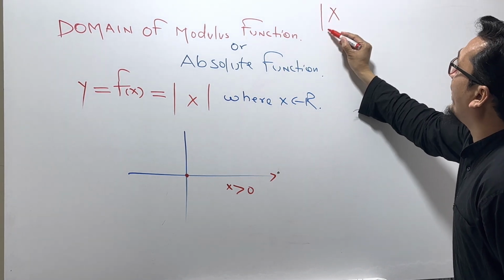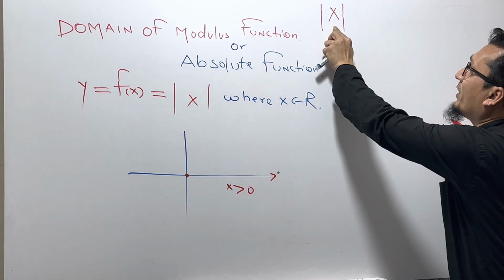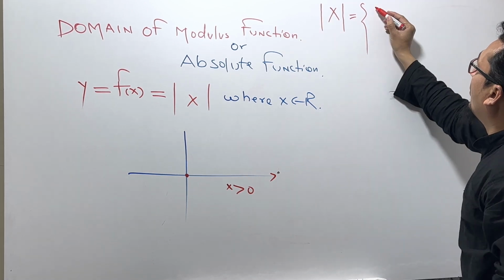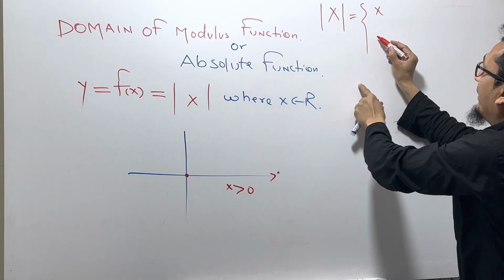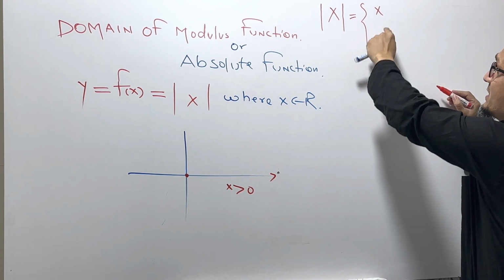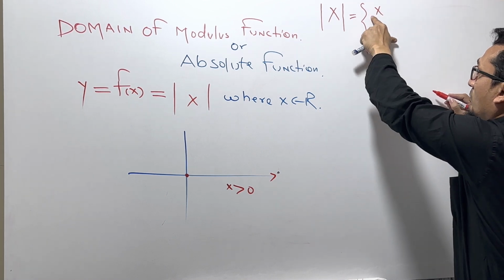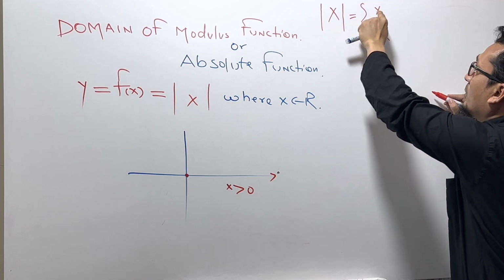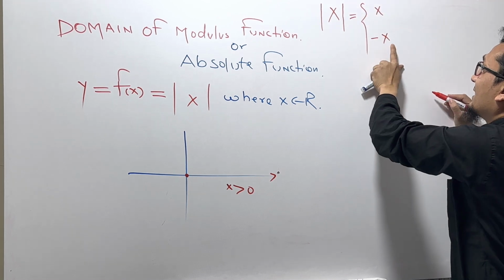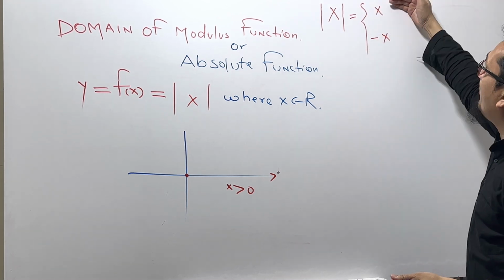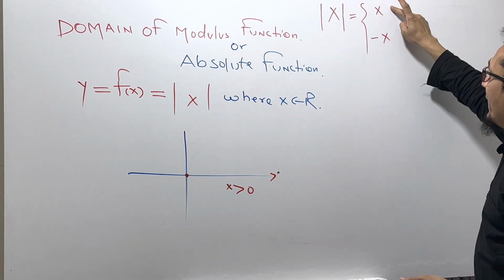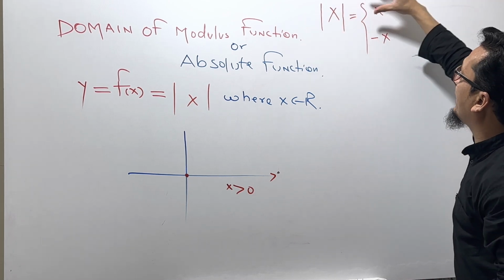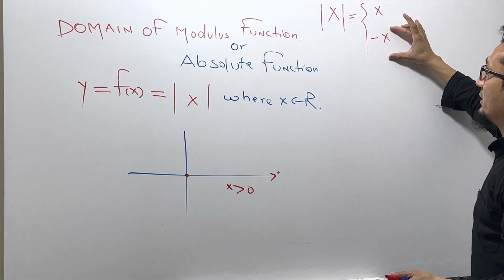Whenever you see mod of x, it has two functions. One is x, and another one is minus x, meaning the magnitude is the same but opposite in nature. This one is positive and this one is negative, right? So whenever you see mod of x, it is equal to plus x, or you can say minus x. Means mod of x is equal to x or mod of x is equal to minus x. The question is when we will say that it is equal to this one and when it is equal to that one.